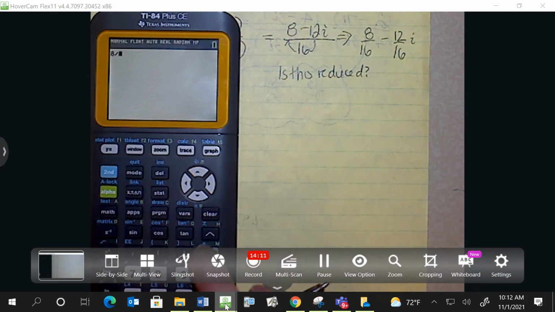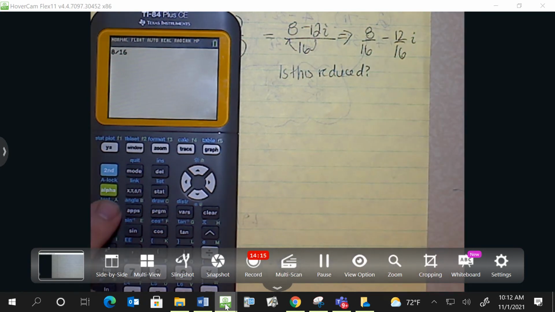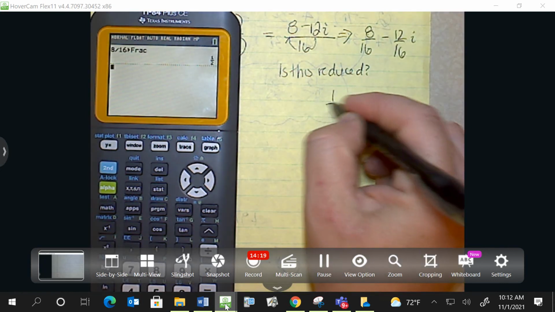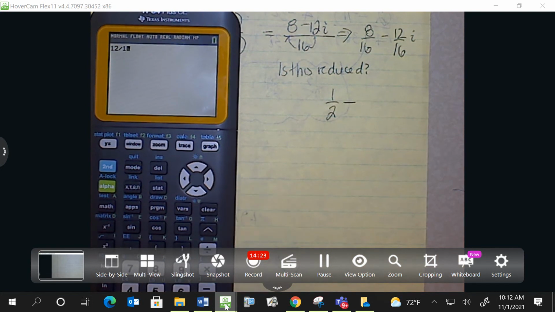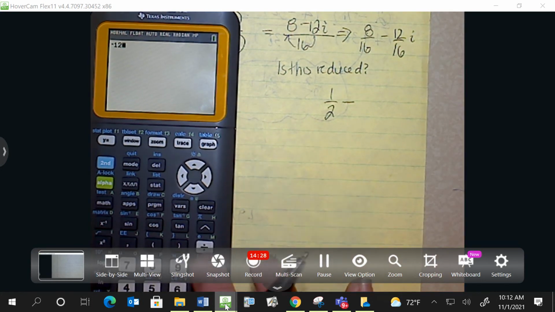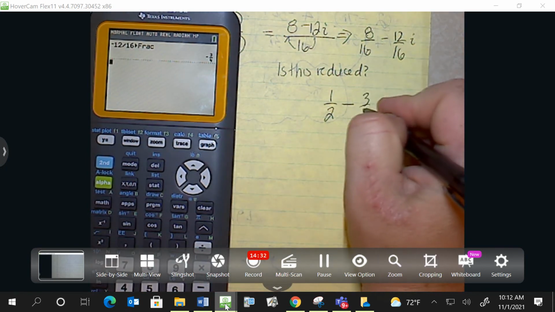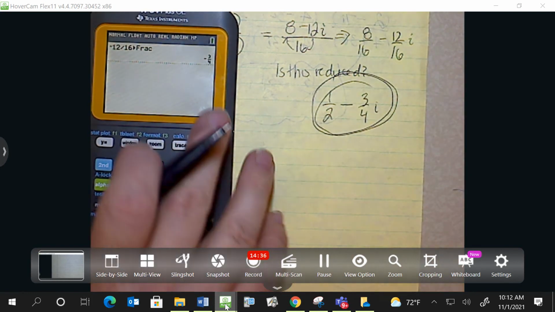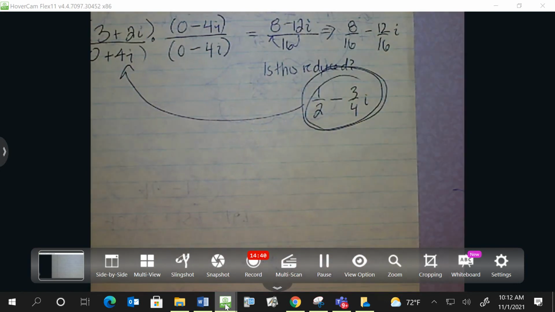to go 8 divided by 16. I'm using the calculator to reduce this quickly for me. I hit math on the left-hand side, and I press enter twice. This reduces to 1/2. Hopefully, most of you can do that on your own. 12 divided by 16, same thing. Don't add the i. I forgot the negative sign. Negative 12 divided by 16. Again, I hit math, enter, enter, negative 3/4 i. This is my final answer. This is equivalent to this original expression.